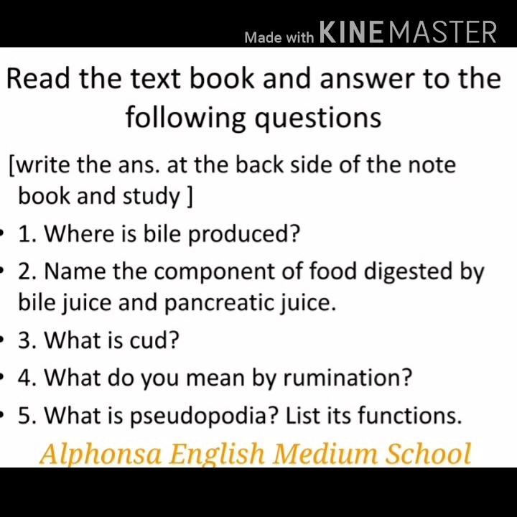What is pseudopodia? List its functions. The finger-like projections in amoeba are called pseudopodia. Pseudo means false, podia means feet. The false feet in amoeba are called pseudopodia. What are its functions? First function is to help in movement. Pseudopodia help in movement, to move from one place to another. Second function is to engulf food.